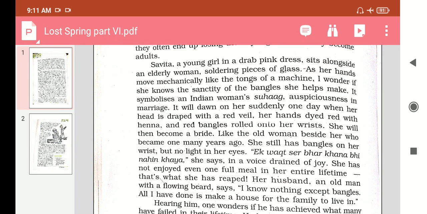Dear students, as you know, we are reading a lesson titled Lost Spring, written by Anees Jung. In today's class we will be discussing from para 2, page 18 of the text Flamingo. Now let us start. Para 2, page 18.